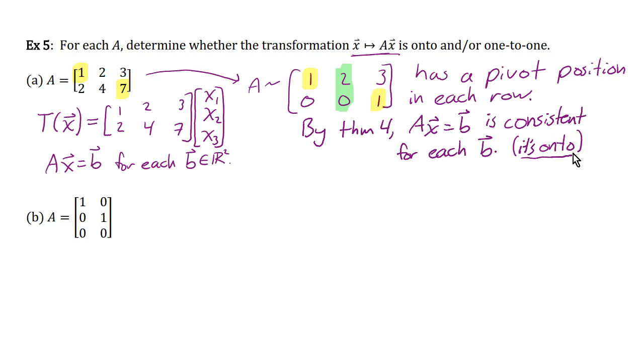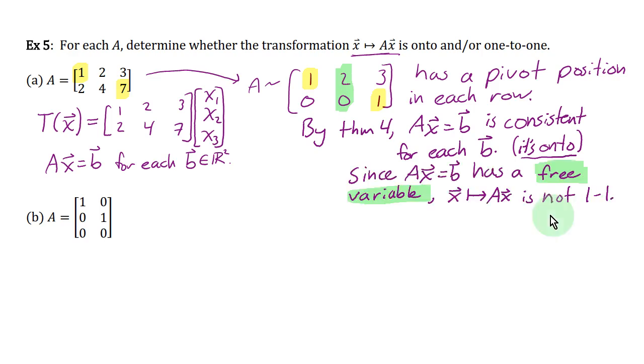Also, we want to know, does it have more than one solution? If it has more than one solution, then it's not one-to-one. And you can see because there is a column with a free variable, that means if AX equals B has a solution, then x2 could be anything here, and you could determine what x1 is based on what x2 is. And so that means there's an infinite number of solutions, and it's not one-to-one. So it is not one-to-one, but it is onto.